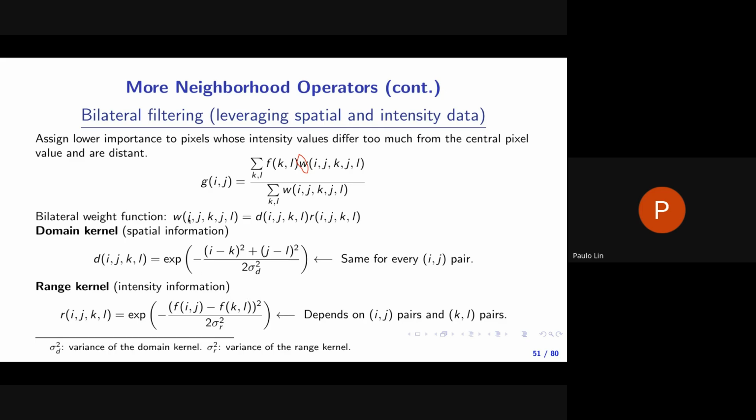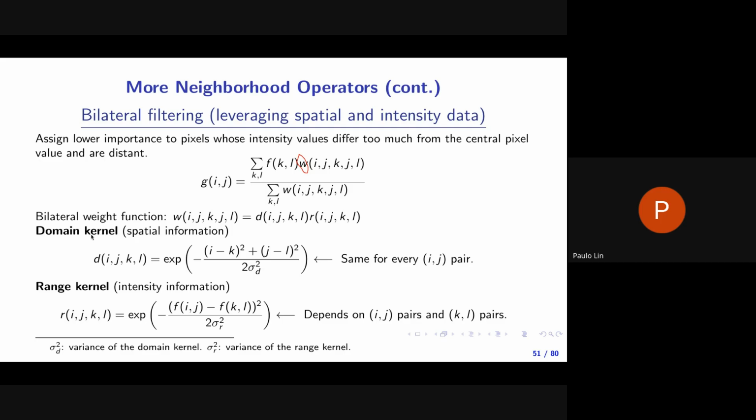And finally, the weight function or the kernel of this bilateral filter is just a product of the domain kernel, which regards the spatial information or the distance between pixels, and the range kernel, which regards information about the difference in intensity. At the end, we simply multiply these two kernels to obtain the bilateral filter kernel.